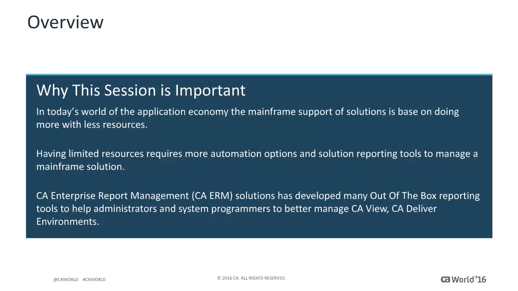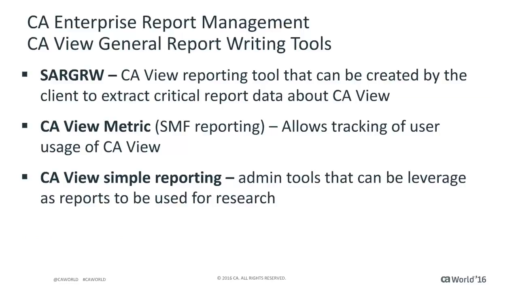So the CA Enterprise Report Management Solutions have developed many out-of-the-box type reporting tools, and these tools are designed to help administrators and system programmers to observe and report on the performance of CA View, Deliver, and our web interface as well. But we're just going to focus on CA View in this session. CA View comes with several different types of tools.